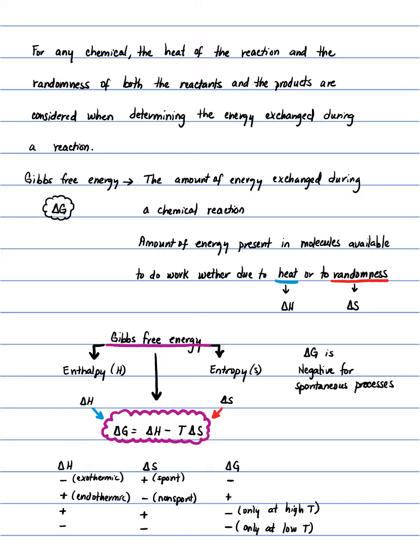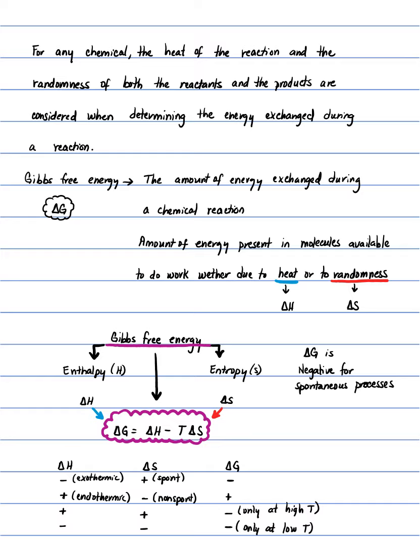When you have a negative sign for delta H, that represents an exothermic process, right? And then for delta S, the positive sign represents spontaneous because when things are becoming more disorganized, that's something that happens spontaneously. That's the second law of thermodynamics. So positive sign for delta S, negative sign for delta H, your delta G will always be negative.